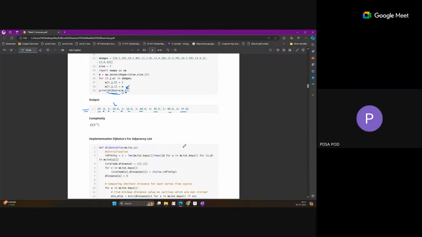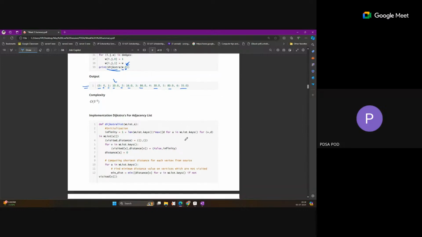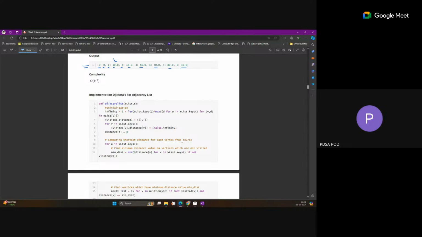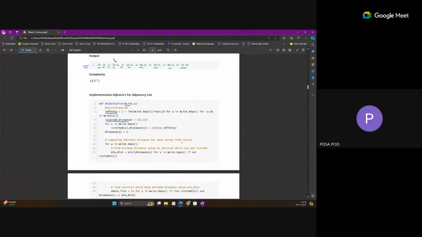Because of that, this algorithm is a single source shortest path. And the same thing you can figure out using the adjacency list. Now we are only changing the data structure type. All steps will remain the same. So here we are maintaining the visited and distance, or you can directly initialize the distance to infinite.